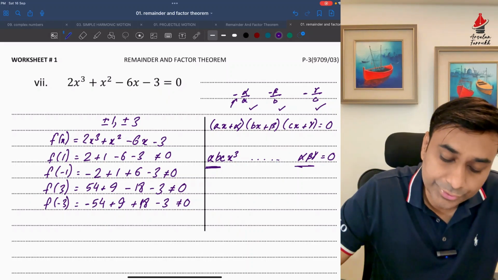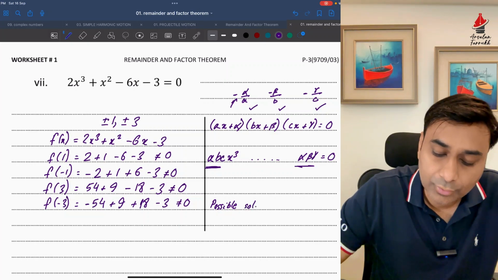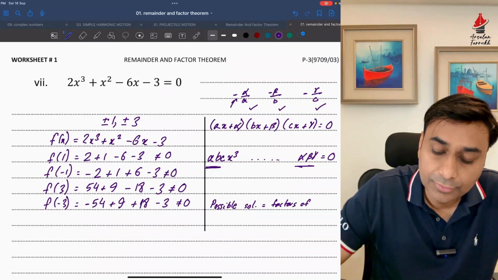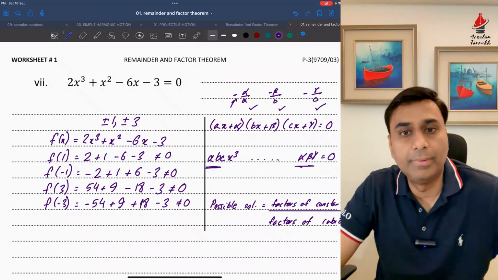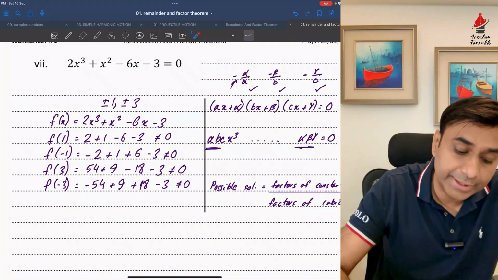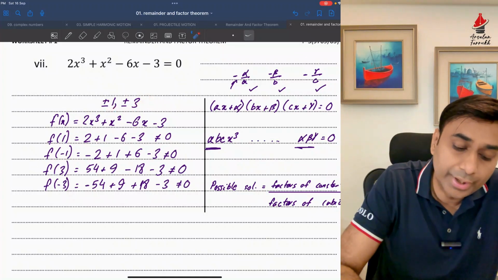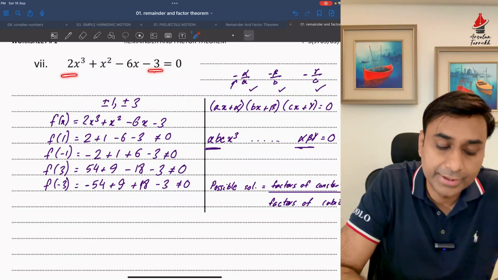So your possible solutions are going to be factors of the constant term divided by factors of the cubic term. So I repeat myself, this is less likely to happen. But if you have tried all of these possibilities and they're not working, then the other option you have is dividing factors of this with the factors of this.